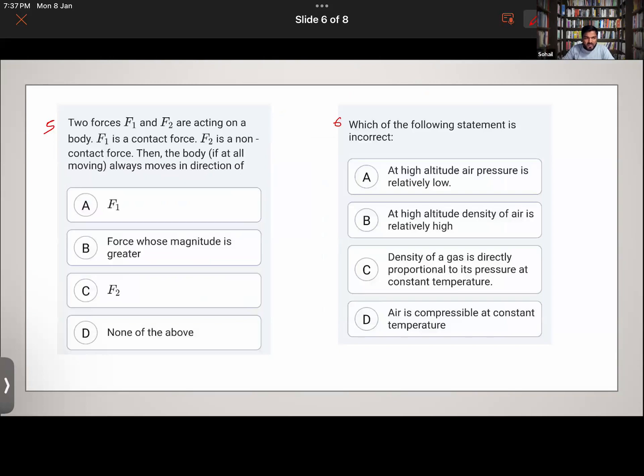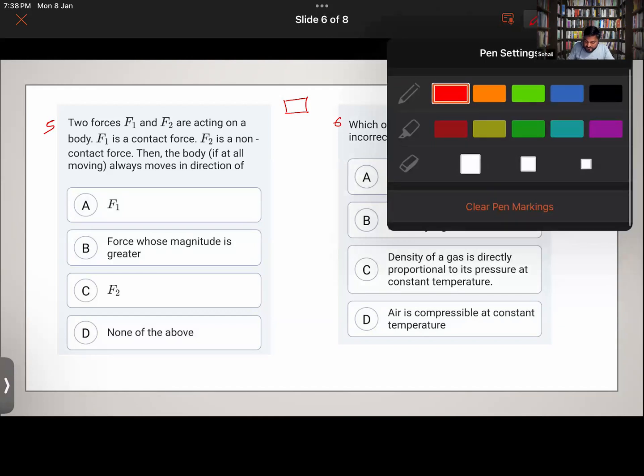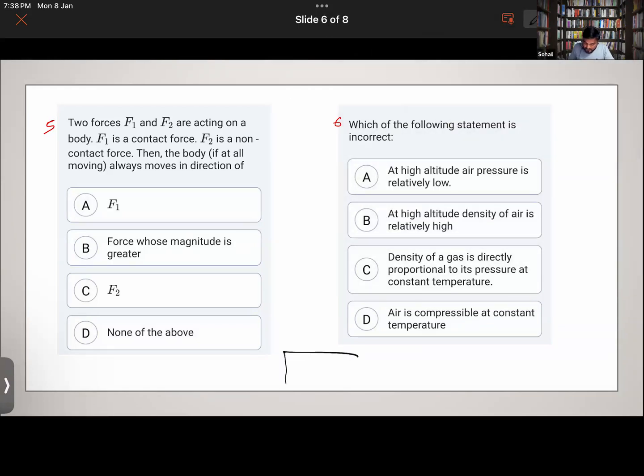Okay. Now one more question. Look at question number 5. Read this question carefully. Two forces F1 and F2 are acting on a body. There's a given body on which two forces are acting. So it will move in the direction of F1, since F1 is a contact force. Okay, look now.